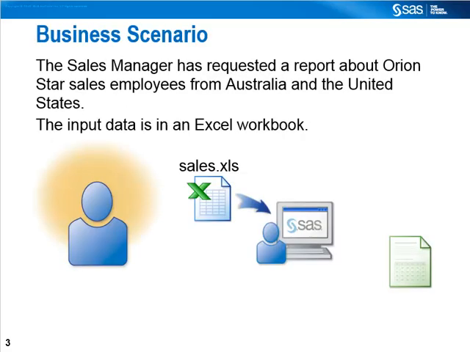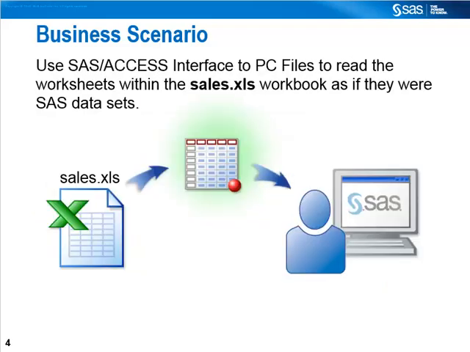The scenario here is the sales manager has requested a report about Orion Star sales employees from Australia and United States. The input data is in an Excel workbook. The data for this report is stored in an Excel workbook, sales.xls. SAS/ACCESS lets you read Excel files as if they are SAS datasets.